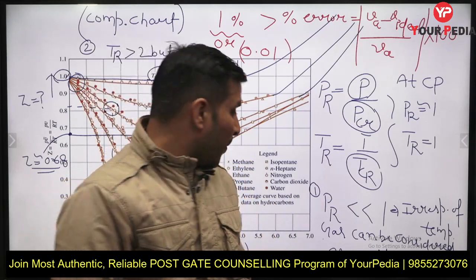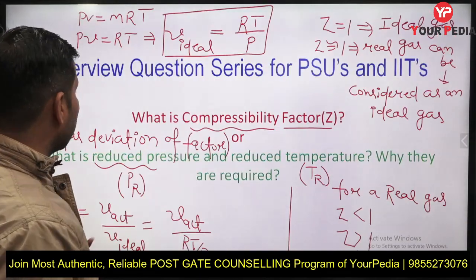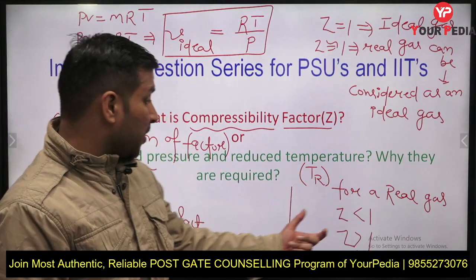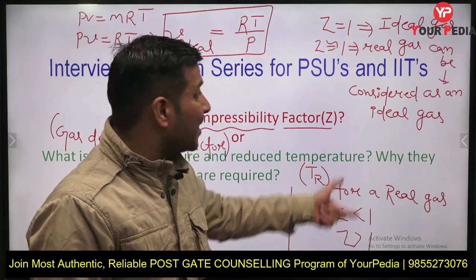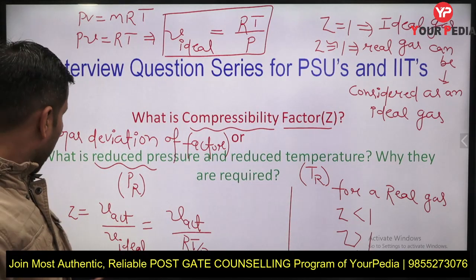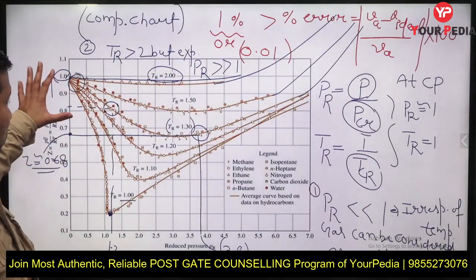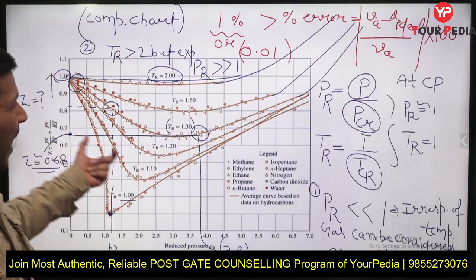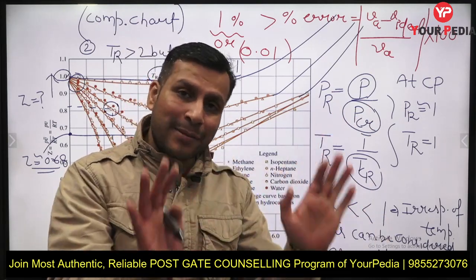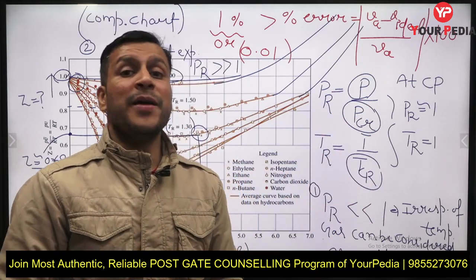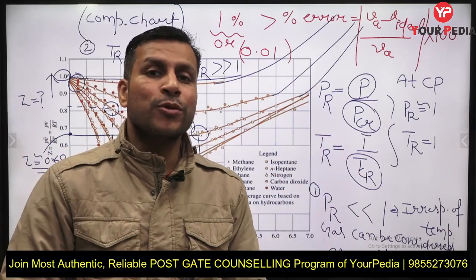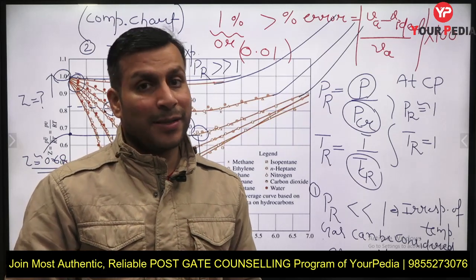So I hope you got the idea about this compressibility factor. What is compressibility factor? What is reduced pressure? What is reduced temperature? What is Z value for ideal gas? What is Z value for real gas? And how we can define this Z value? And how you can plot the compressibility chart, and why actually we are defining reduced pressure and reduced temperature. Because at same reduced pressure and same reduced temperature, the behavior of different gases will be almost same. Their Z value will come out almost same.